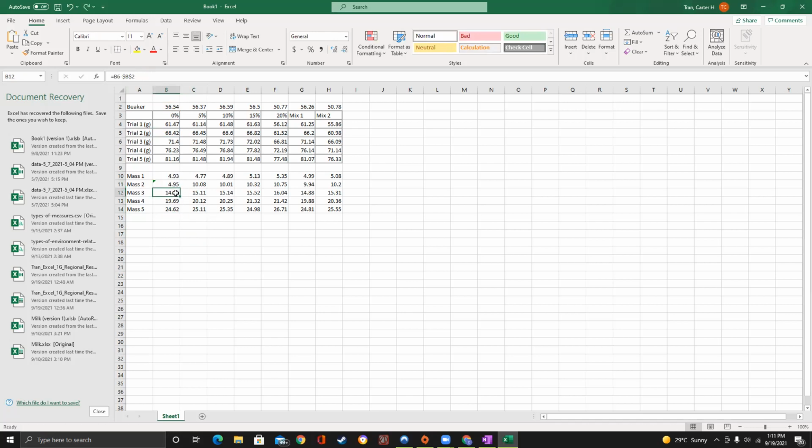Nope, not what I wanted. So we have B5 minus beaker. So this down, we get B6. It's the beaker.